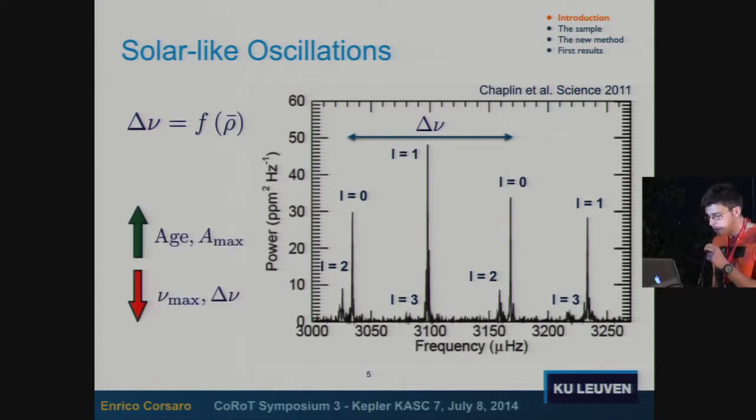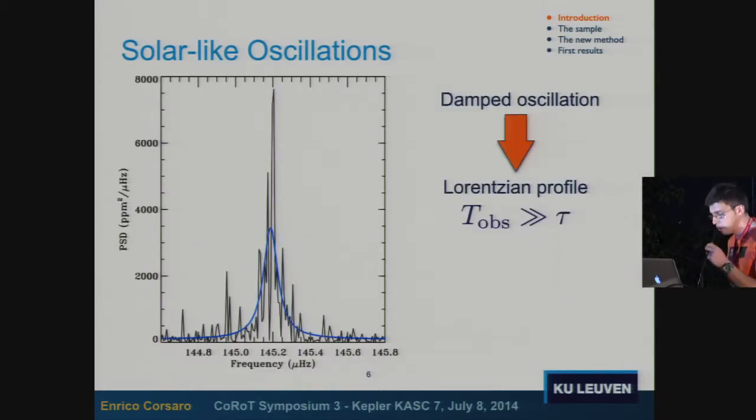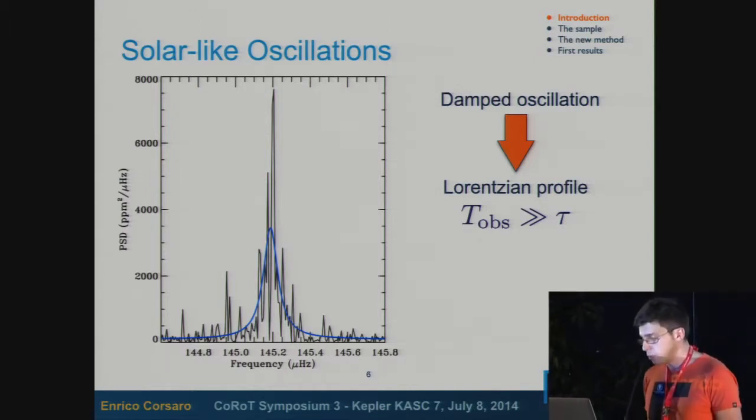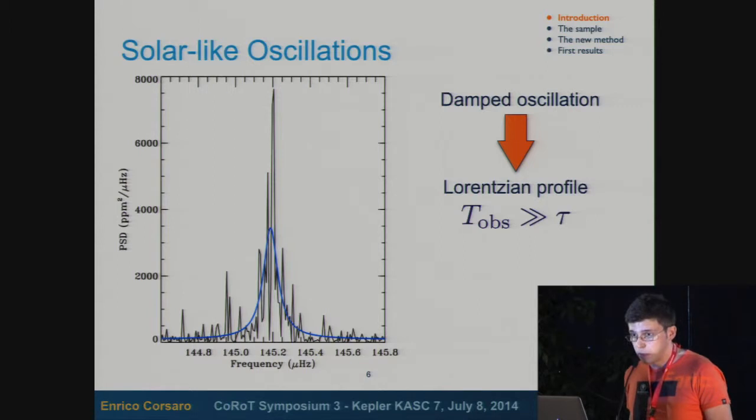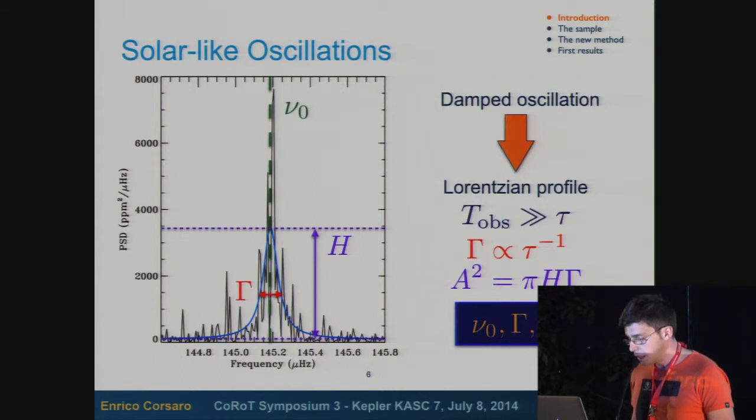So as the star evolves, the amplitude of the oscillations increases, and the frequency of maximum power, nu max, and delta nu decrease. If we look even closer at a single mode of oscillation, we see that since they are damped oscillations, it can be reproduced by a Lorentzian profile. That means the mode is basically resolved, so the observing time of the time series that we are using is much longer than the lifetime of the mode. Characteristic parameters that define this profile are the frequency of the centroid, of course, the line width that is related to the lifetime, and the height in the power spectrum. So three free parameters, we say, to define one single oscillation mode, as Thomas said before.